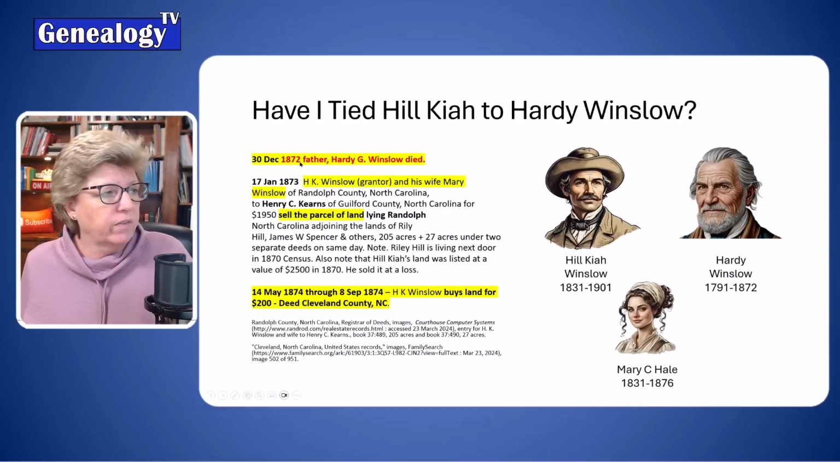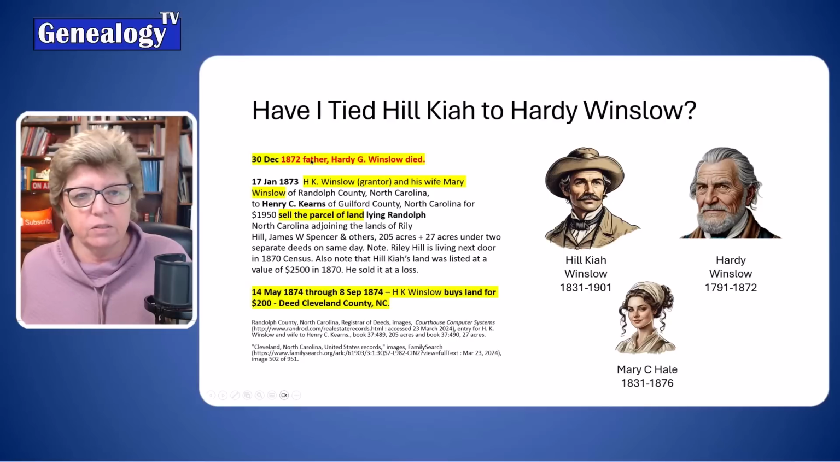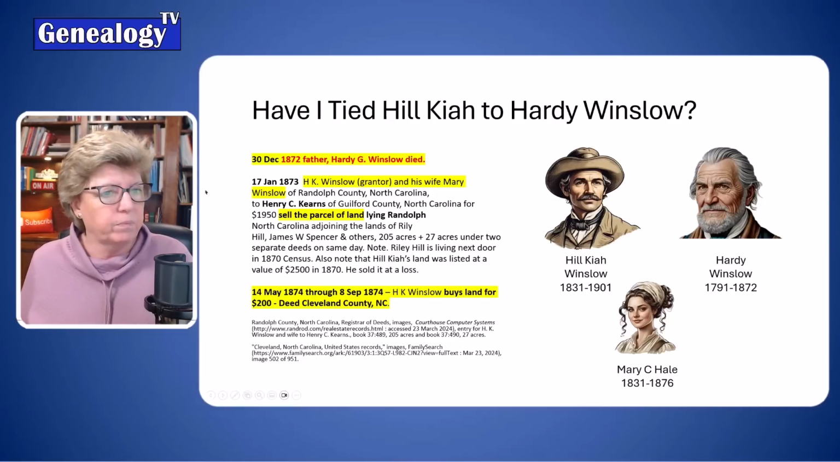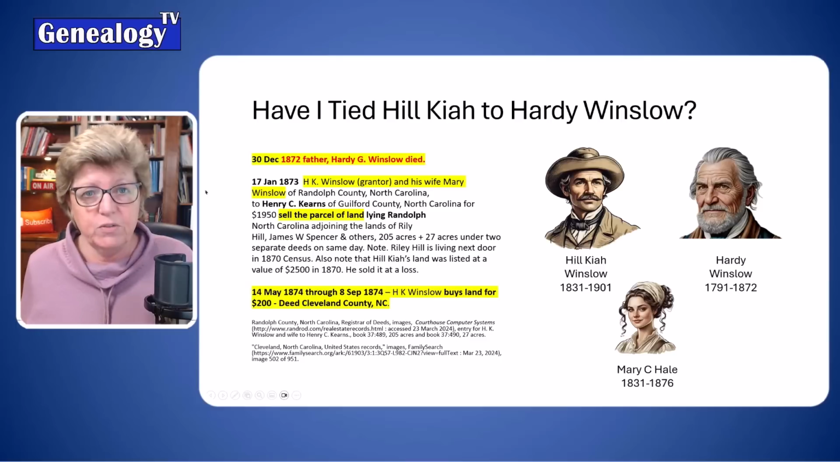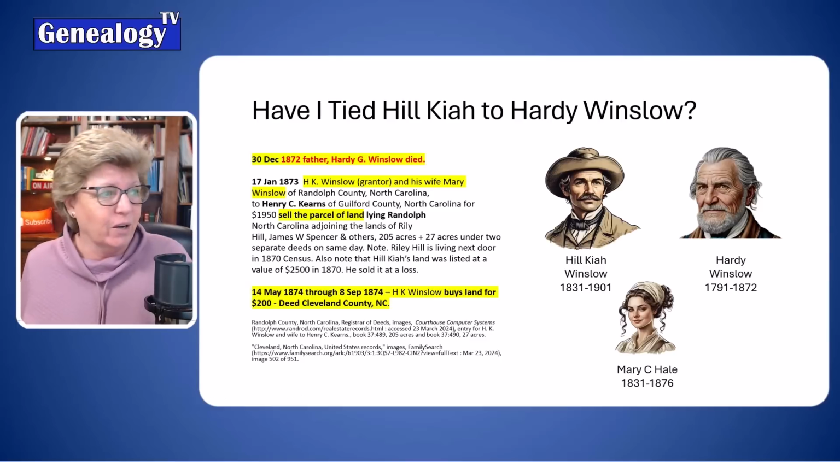In December of 1872, Hardy Winslow dies. Now I put father here because I copied this right out of my research notes. So spoiler alert, we do figure this out. But at this point, do you know this? No, really, we don't, right? So in 1873, H.K. Winslow, who's the seller, and his wife Mary in Randolph County sell that land just 3 weeks after his father's death.